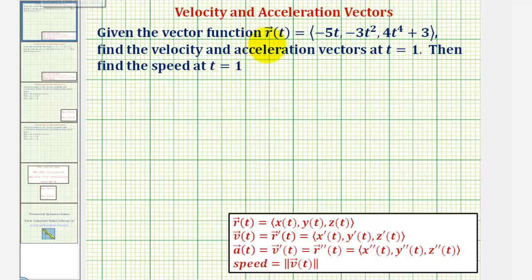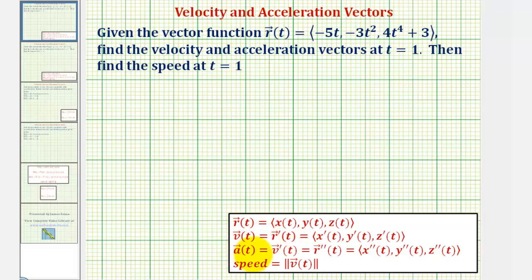We're given the vector valued function r of t, which we'll call the position vector valued function, and we're asked to find the velocity and acceleration vectors at t equals 1 and also the speed at t equals 1. So to find the velocity and acceleration vectors, we'll first find the velocity vector valued function v of t, which is equal to r prime of t. Then we'll evaluate this at t equals 1 to find the velocity vector at t equals 1.